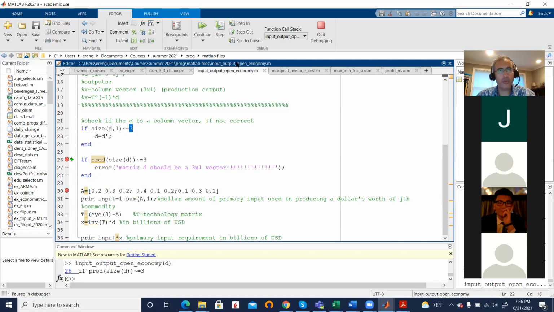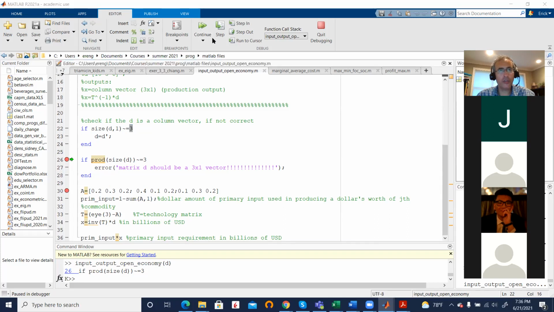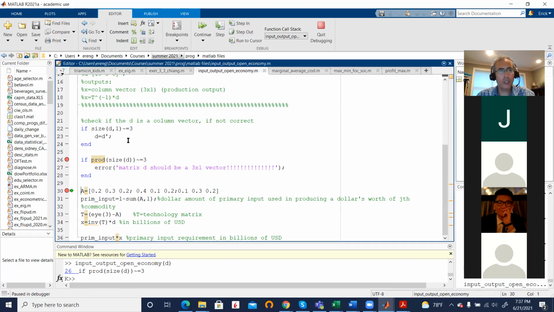If I don't have 3 elements, I simply say, you know what, there's a mistake. Then we create a matrix A that was given in the example. And remember that primary input is simply 1 minus the sum per column. Agree? Take a look at what happened. What is this one here?